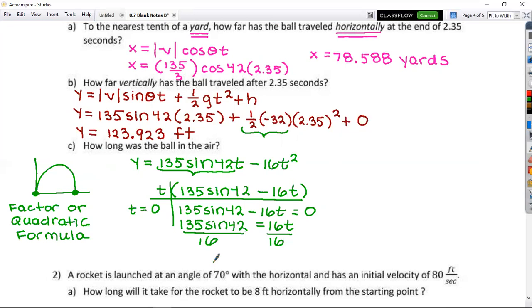All right, so we have 135 times the sine of 42 degrees divided by 16, which gives me an answer of approximately, so t is equivalent to about 5.65 seconds. Was it seconds? Yes. So how long was the ball in the air? 5.65 seconds. How do we feel on that type?